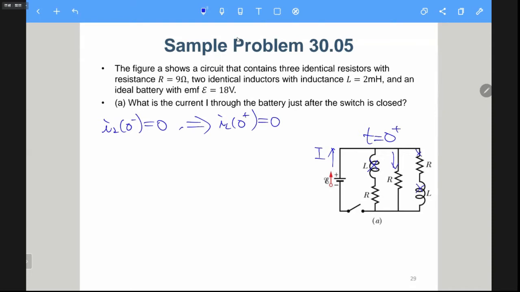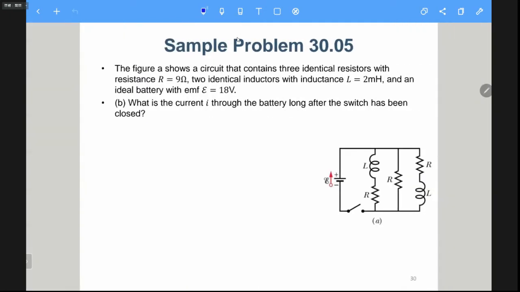So only current going through here, which means the current I here should be E over a single R, because this path is open, this path is open. So it is actually 18 over 9 ohm, which is 2A. I think most of you in circuit analysis know how to calculate this one. And what is the current I through the battery long after?